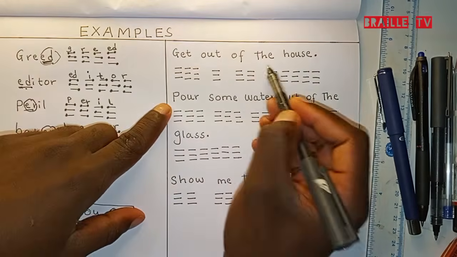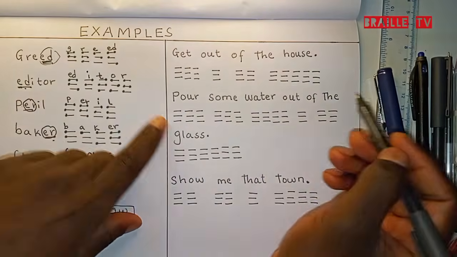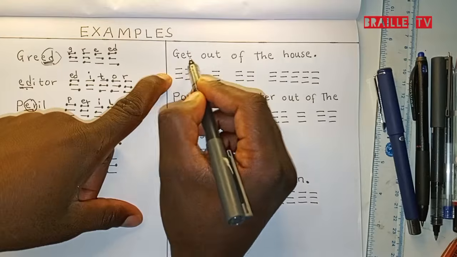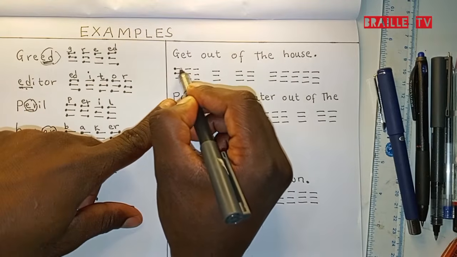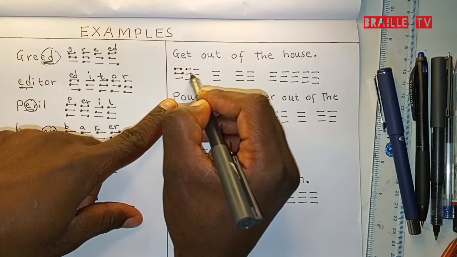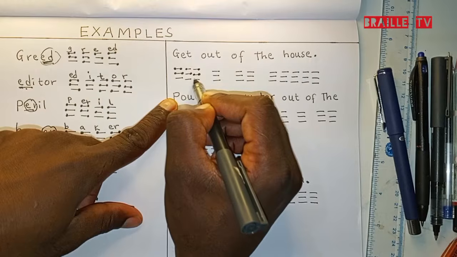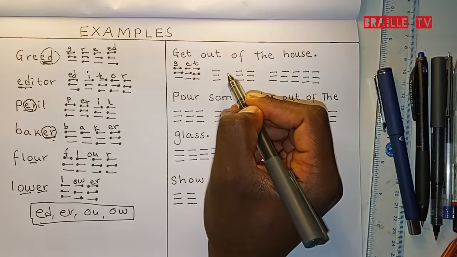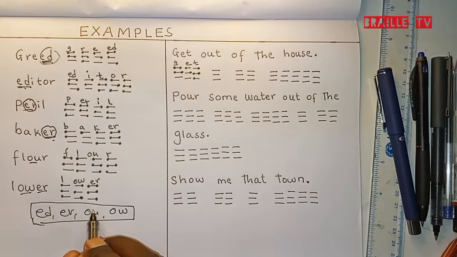So get out of the house, for example. It's just an example. Get out of the house, full stop. So get, there's no contraction. You just write in full. This is G, this is E, and this is T. So this is G, E, T. Out, remember I told you that it is only out, OU, that can be used to represent the word out.